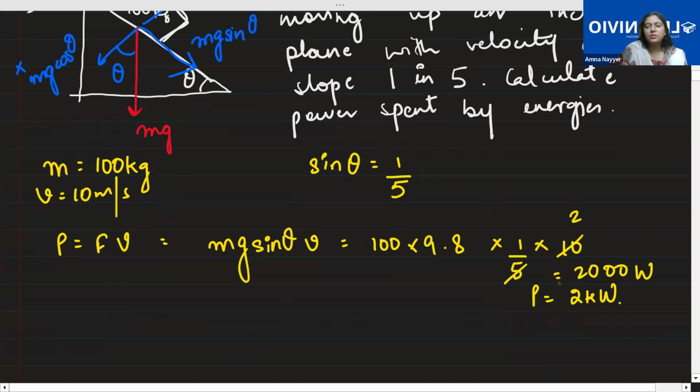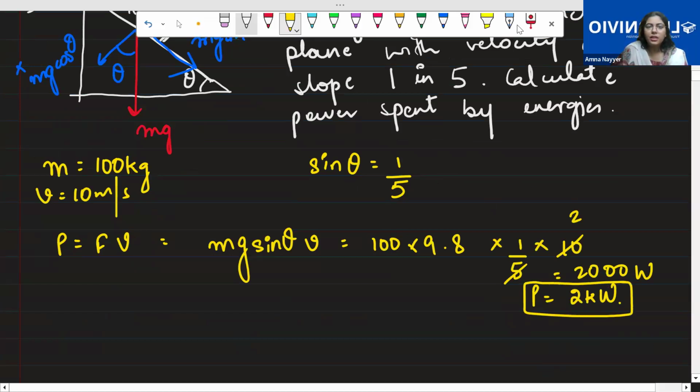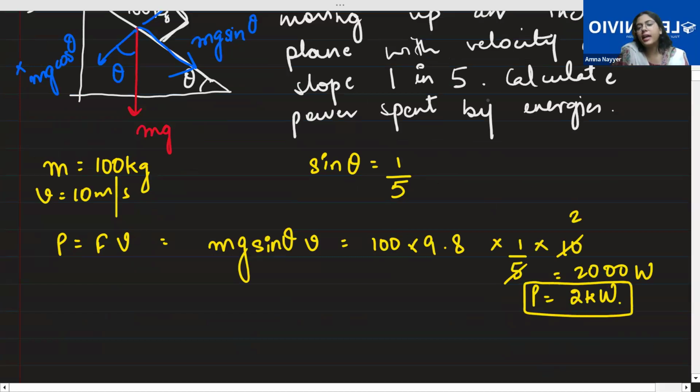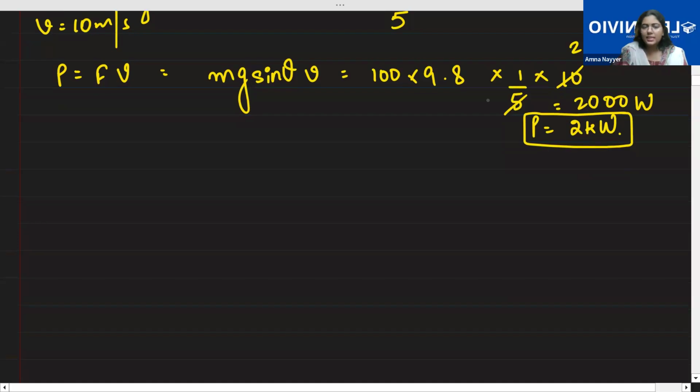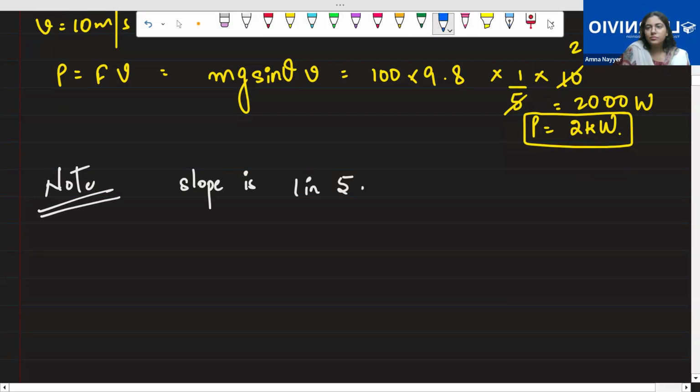That's the power answer to this question. Now, there is one note point which I'll mention. In case you didn't have sine theta's rule, suppose you had cos theta's rule, then the slope is given to you. Let's say slope 1 in 5 is given. Slope is 1 in 5. This is given to you.